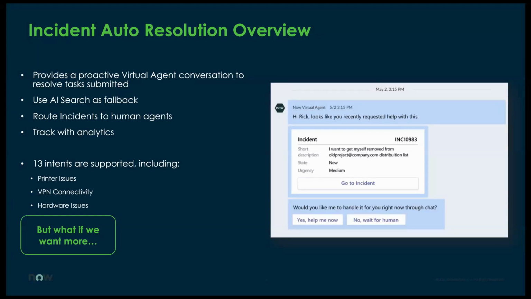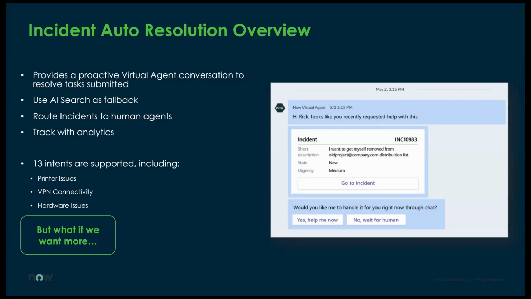What else can it do? It can use AI search as fallback. So if I submit an incident that virtual agent can't handle, but it's something I want to send people to search automatically, it'll say something like, hey, would you like me to help you? And if the person says yes, it'll actually send them search results. And again, moving down the bullet points there, it can route incidents to human agents if you want, and you can track this all with analytics.